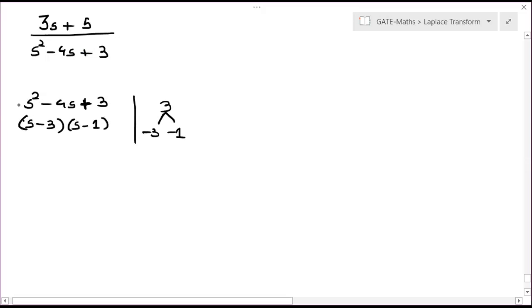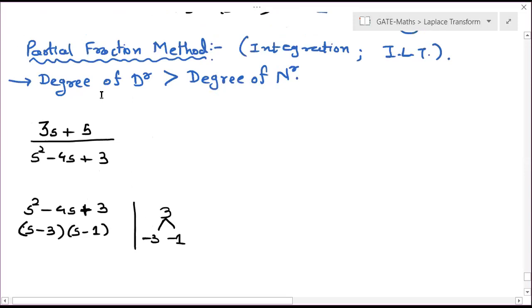And since the coefficient of the first term is 1, I can write the factors directly as s minus 3, s minus 1. So this can be written as 3s plus 5 divided by s minus 3 into s minus 1.